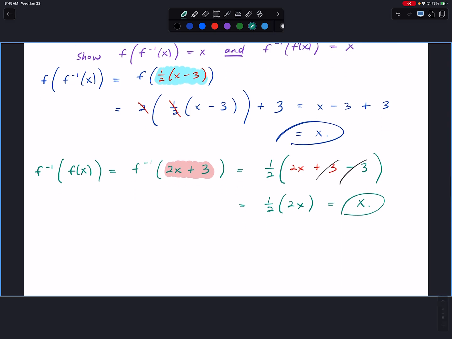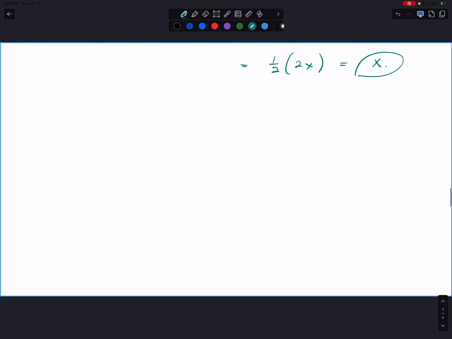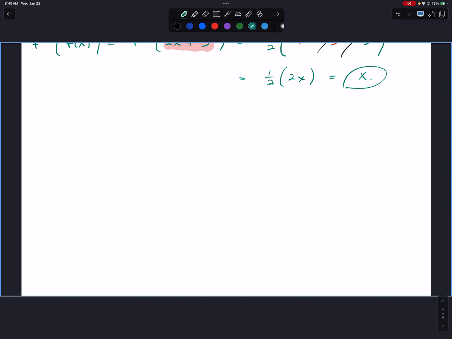All right, so let's do another one like this. So let's make it a little bit harder. So B, verify that f of x is equal to 1 over x minus 1, and f inverse of x is equal to 1 over x plus 1 are inverses.